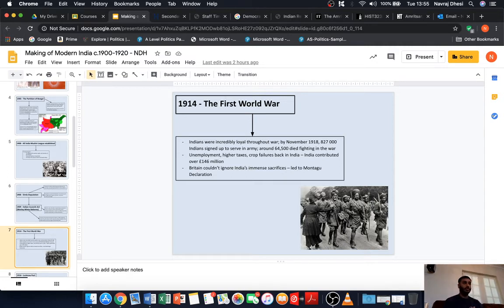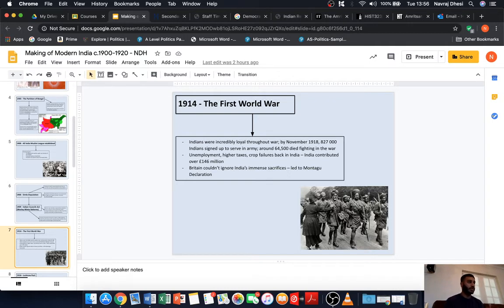Okay, India had also contributed a massive sum of money to help Britain in its war effort. And as a result of these immense sacrifices, as a result of this undying loyalty to the British throughout the First World War, the Indians make a real case for some concessions being provided to the Indians themselves, which allows them to have more control over their own affairs, to have a greater say in the governance of their own affairs.